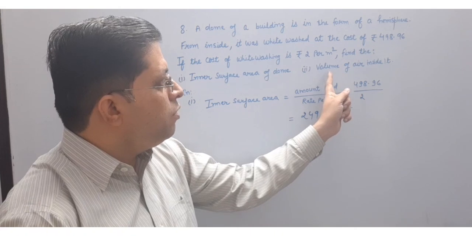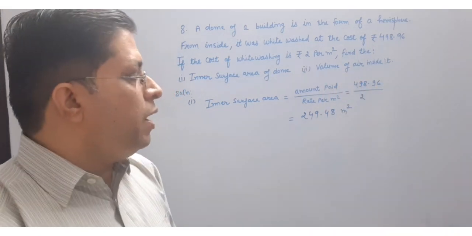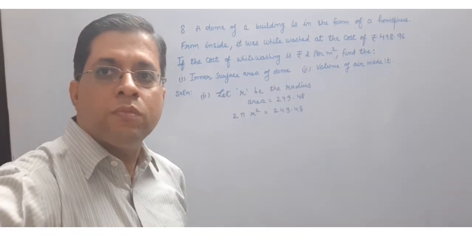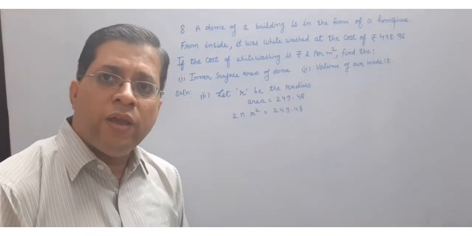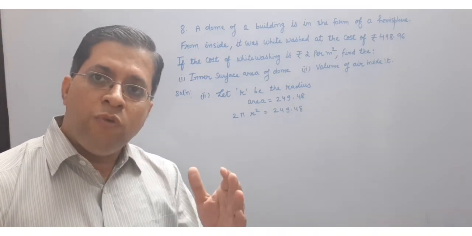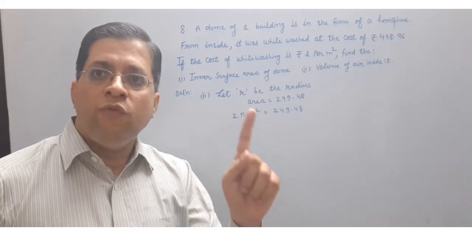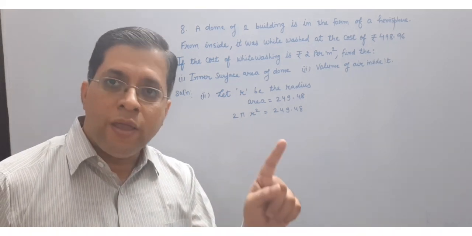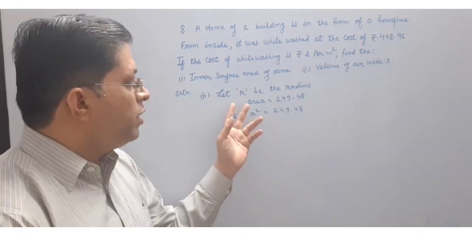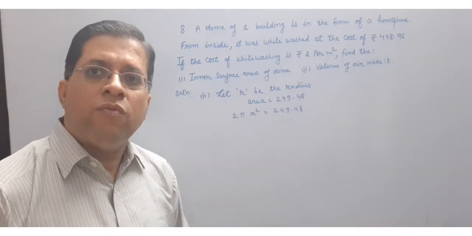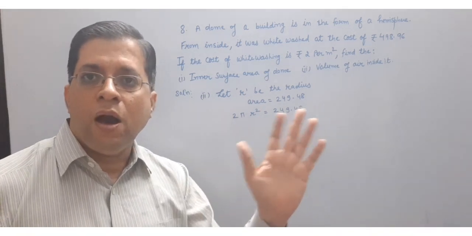Then for the second part, we have to find the volume of air inside it. Now, what is given here? You have to find the volume of air inside it, but the radius is not given to you. How to get the radius? By the first part, we got the inner surface area of that hemisphere. Let the radius be r. Then what is the formula for the inner surface area? It is 2 pi r square.